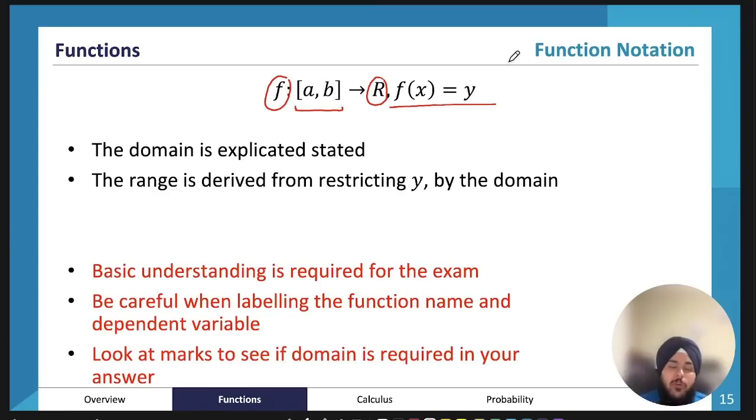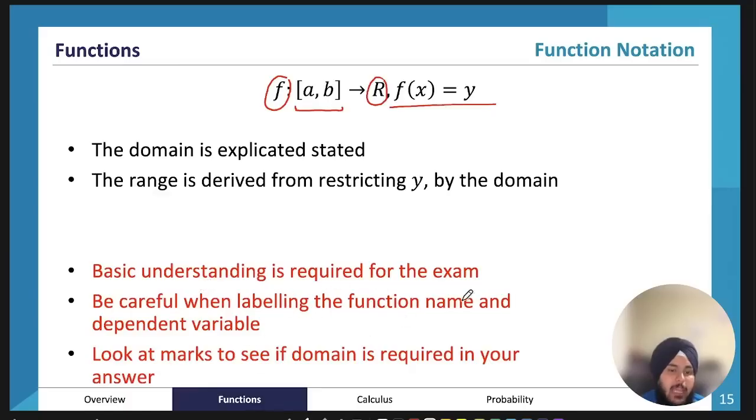When you're being asked to give your answer in function notation, or what the function is, something like define the function, you have to give your answer in function notation, just like this. So a basic understanding is required for the exam. Especially in exam 1, they have a lot of questions involving inverse functions where they ask you to give your answer in function notation.